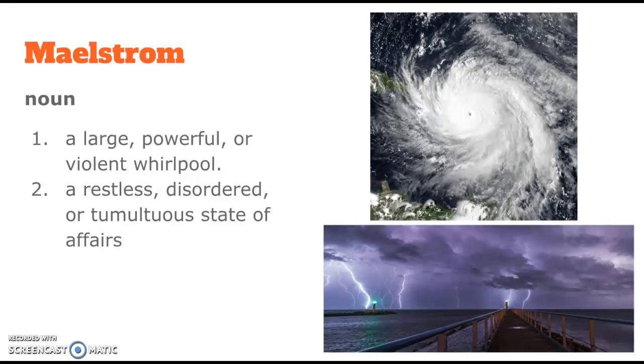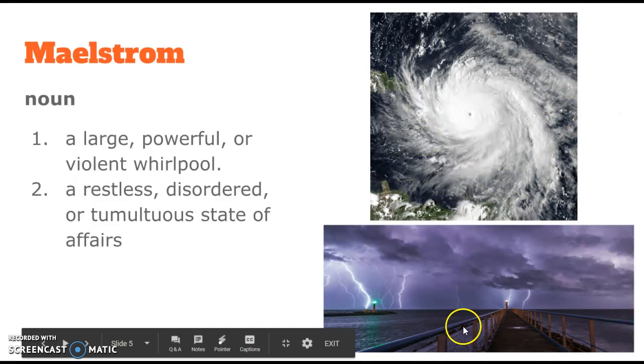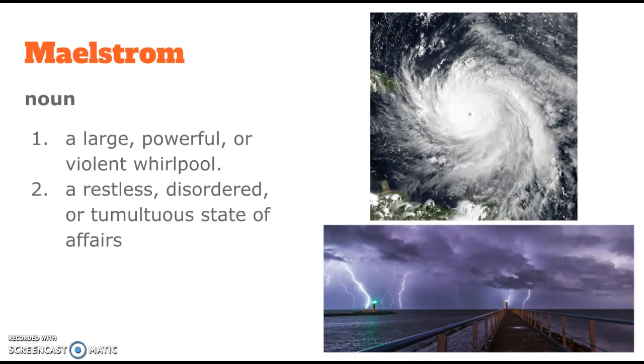So it can actually mean two things. It can mean a physical storm that you can actually see and experience, like a hurricane in this image, or like a giant storm in this image right here. But it can also be an internal storm. So if you're dealing with some sort of heartache or depression, you can be having a maelstrom inside of yourself. So maelstrom, powerful or violent storm.